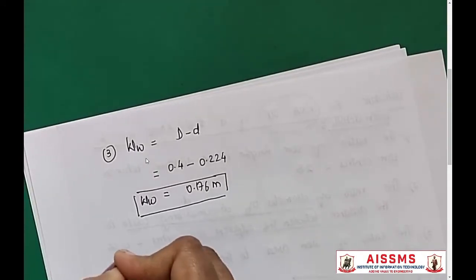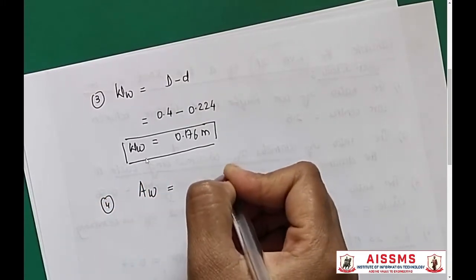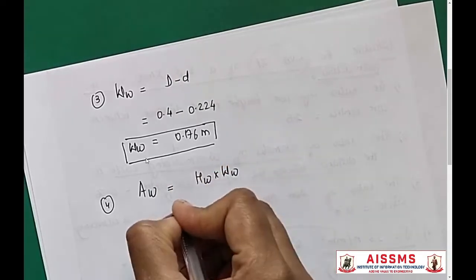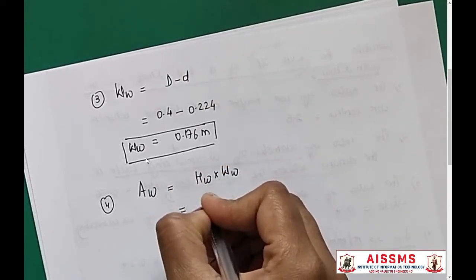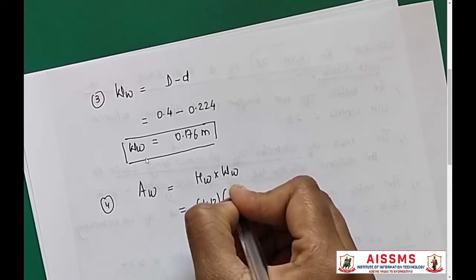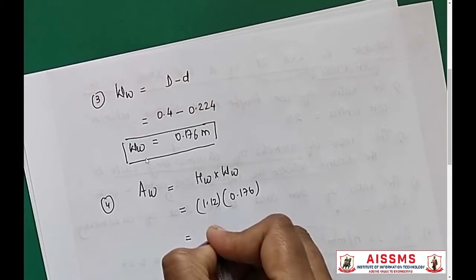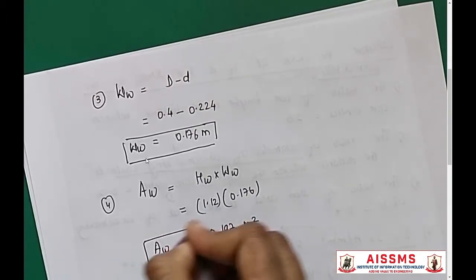Once I know the height of the window and the width of the window, I can always calculate the area of window, which is a simple formula, HW into WW. So I'll just put the values. HW was 1.12 multiplied by WW was 0.176, which gives me 0.197 meters square, which is AW.